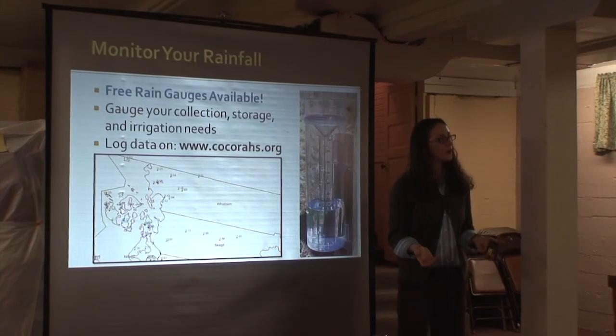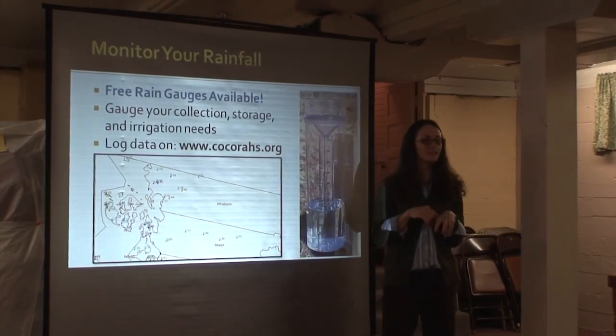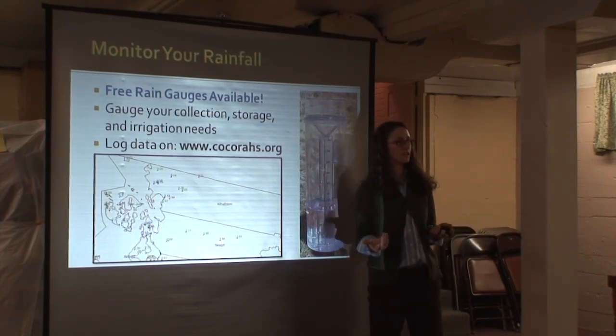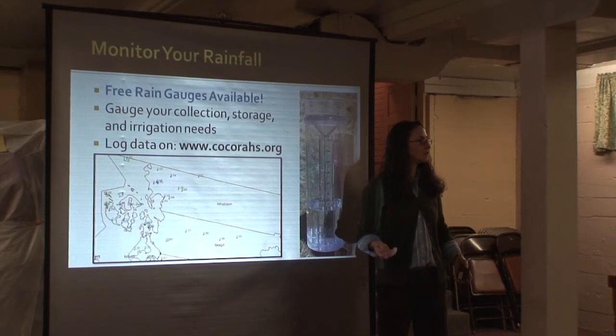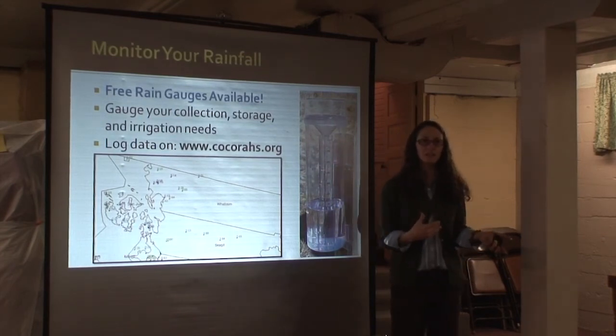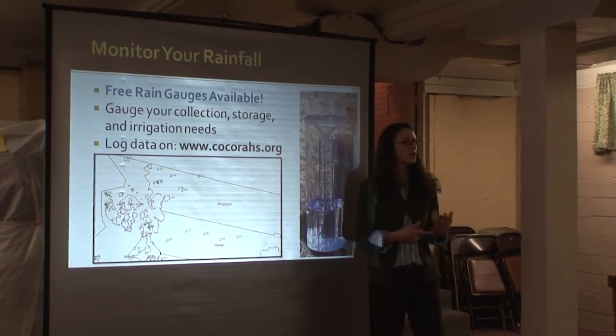And so if you're aware of how much rain you get at your place by taking this rain gauge and just writing it down each day, it'll help you gauge your collection, like how much rain am I collecting this month or whenever, and how much storage am I going to need, and clean water collection and all those types of things. It helps you with your irrigation. How much water have I had this month? How much do I need to put on?